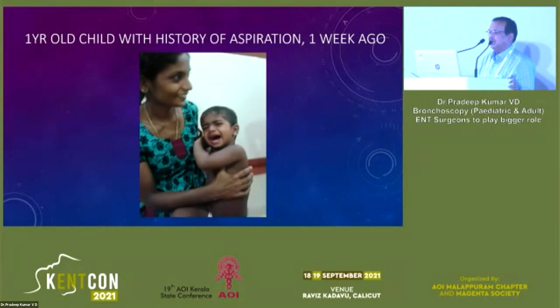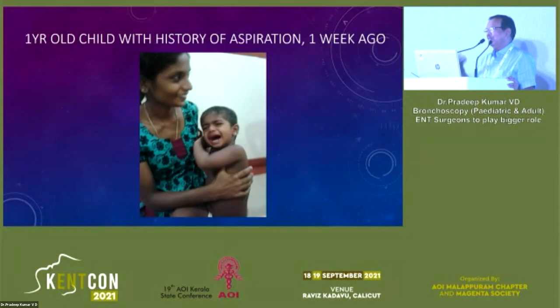So this one is a one year old child, 15 months or so, with a history of aspiration. This is what I said, history is important. This lady gave the correct history. The child was catching a piece of coconut, was tipped over, and suddenly coughed and choked. And the pediatrician ignored that history.